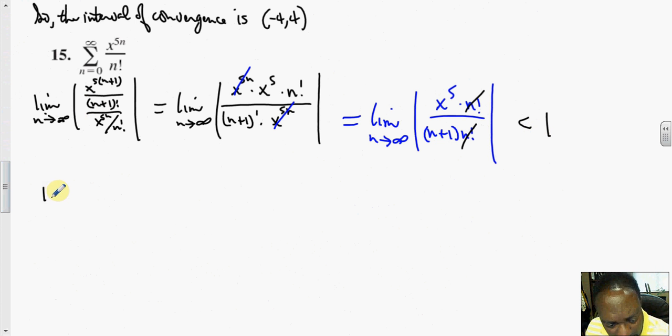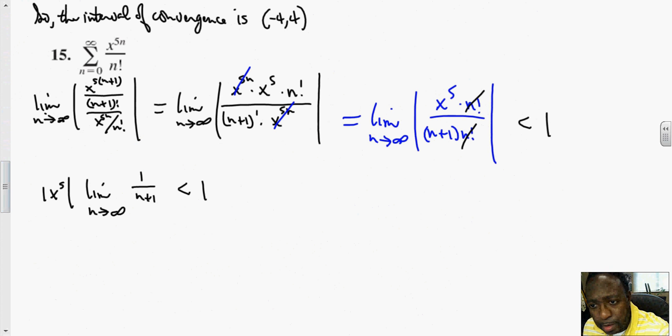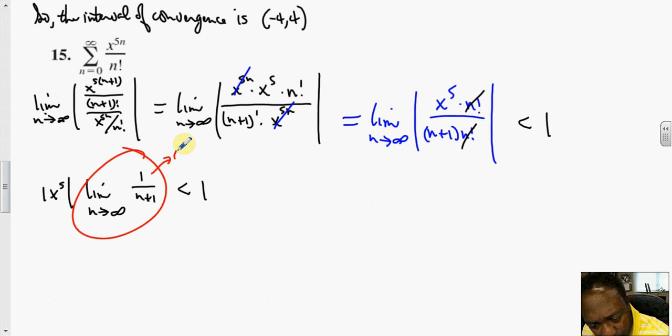So notice here that I have the absolute value of x to the 5th times the limit as n goes to infinity of 1 over n plus 1. Now, this is all less than 1, right? But this limit here is equal to 0. You can see that. As n goes to infinity, 1 over n plus 1 goes to 0. Interesting.